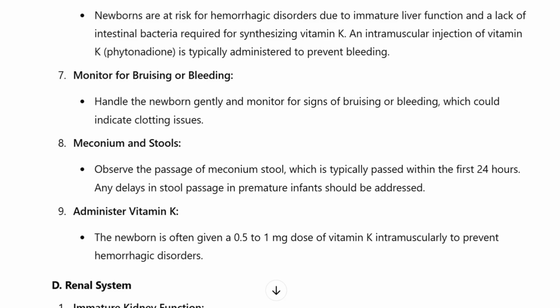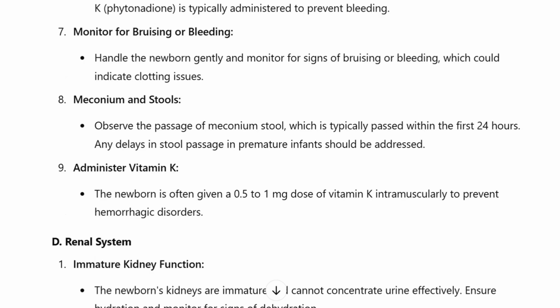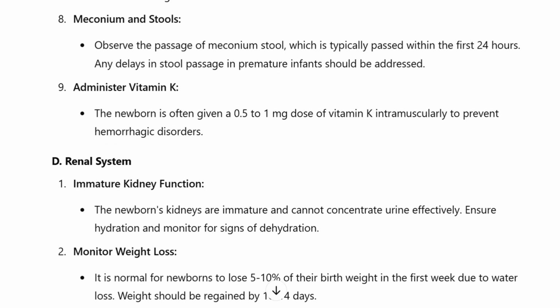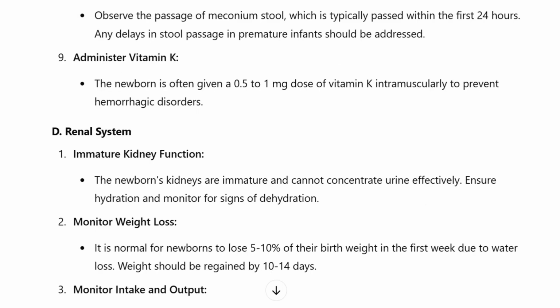7. Monitor for bruising or bleeding. Handle the newborn gently and monitor for signs of bruising or bleeding, which could indicate clotting issues. 8. Meconium and stools. Observe the passage of meconium stool, which is typically passed within the first 24 hours. Any delays in stool passage in premature infants should be addressed. 9. Administer vitamin K. The newborn is often given a 0.5 to 1 milligram dose of vitamin K intramuscularly to prevent hemorrhagic disorders. D. Renal system.